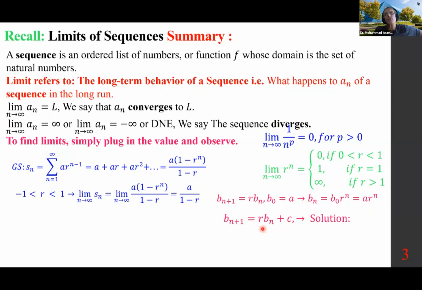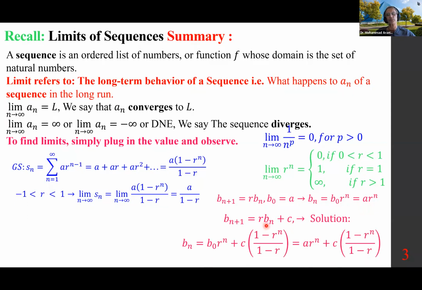In the case of medication, for example, when we give medication to patients at a time step with a constant of c, and what remains in the body is r, the portion, if you will, then we get this formula where b sub n is b sub 0 r to the power of n plus c times 1 minus r to the power of n over 1 minus r.